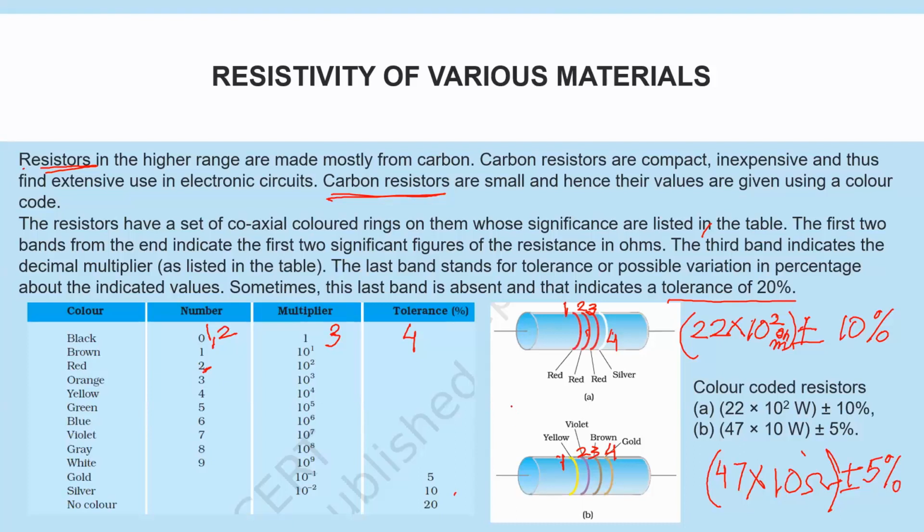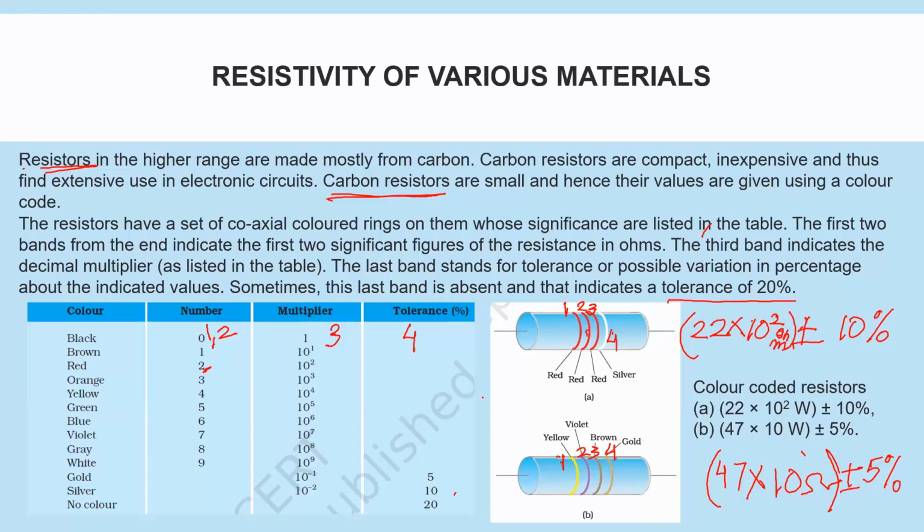So this is how we find out the resistance values of different resistors that are used in electrical circuits. This is important to know because when you design circuits, you need to know how much resistance you want to provide to the circuit that is being designed for a particular appliance. So that is the significance of these resistors.